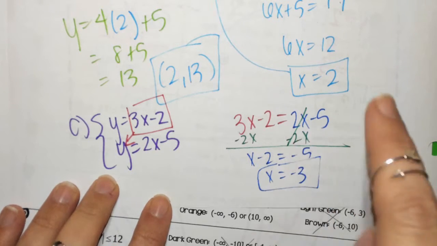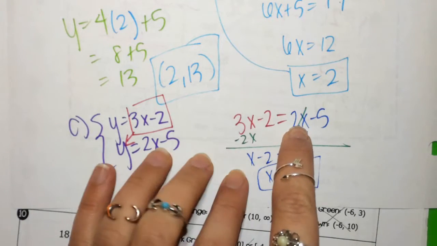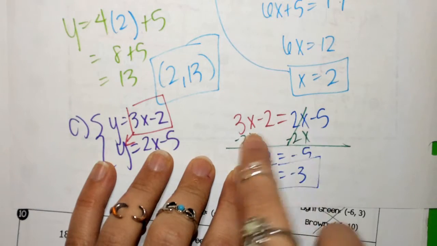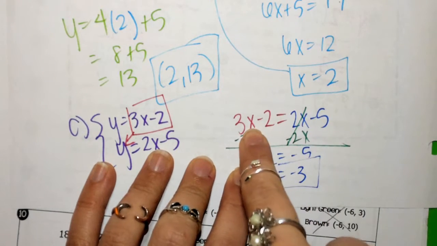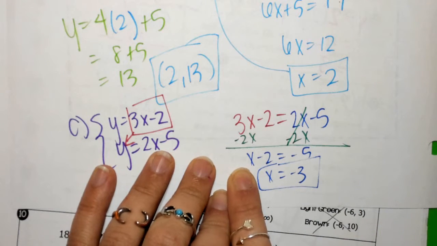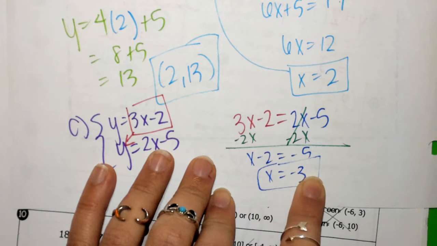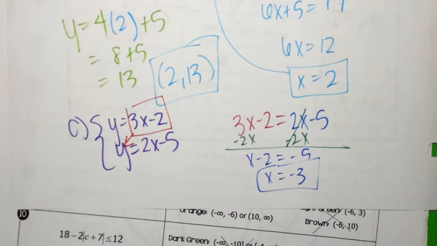Alright, guys. You have to subtract 2x. It is a positive 2x over here. They are on opposite sides. So to move it, you have to do the opposite. What's the opposite of positive? Then you add 2 to both sides and you get negative 3. Now find, yes, you have to find y every time. Find y.